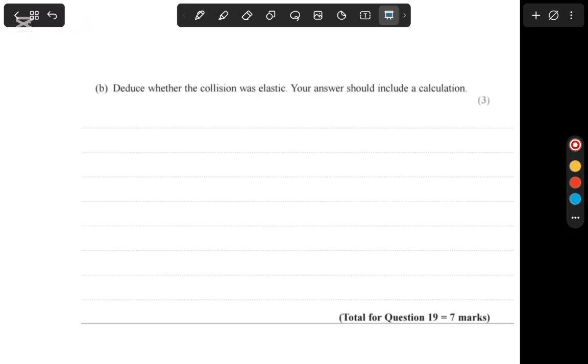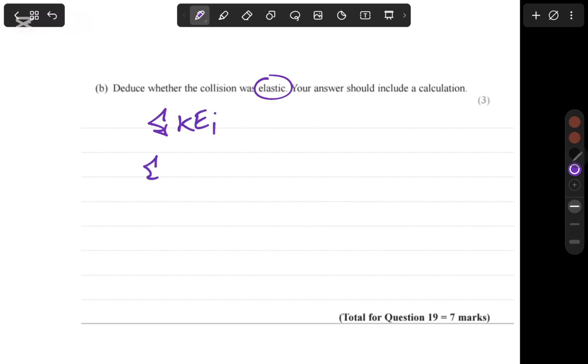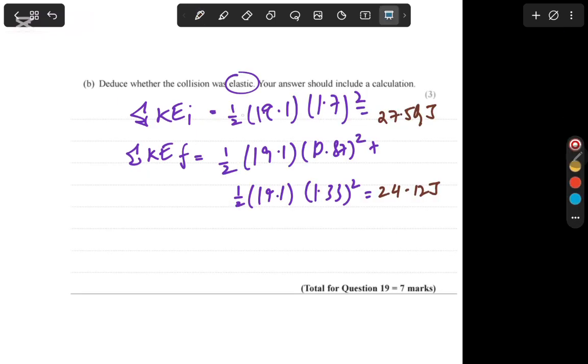Okay, next part, they said deduce whether the collision was elastic. So whether the KE was conserved or not. First thing, let's find that out. So we're going to find the sum of the initial KE, and then we're going to find the sum of the final KE. I'm just going to plug in the values straight up. Okay, I've plugged in all the values for the kinetic energy initially and then finally as well.